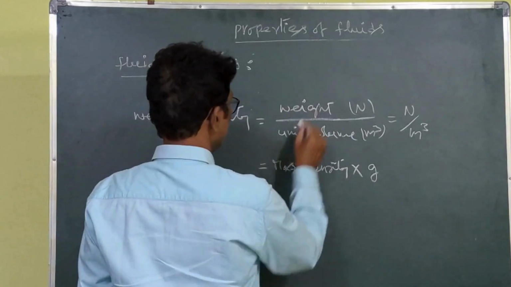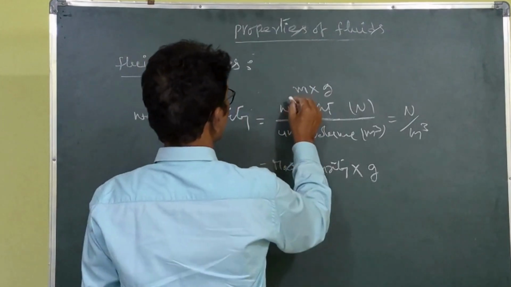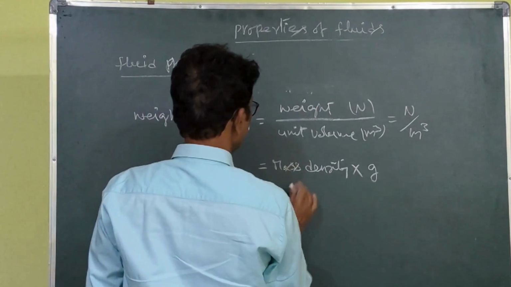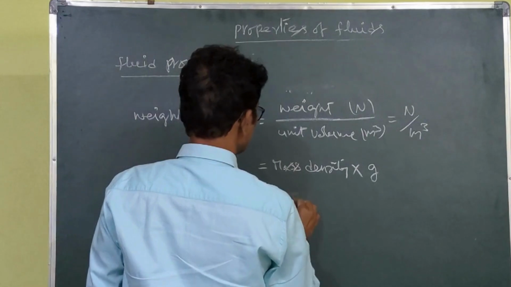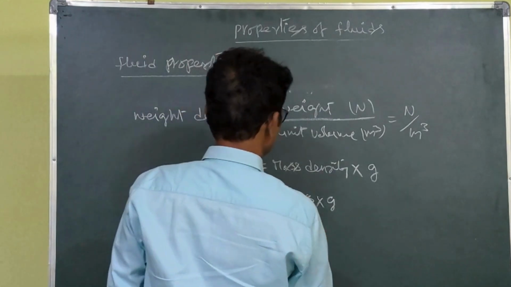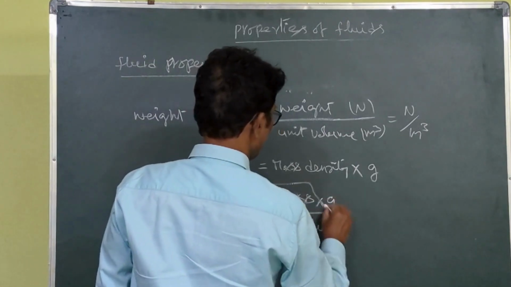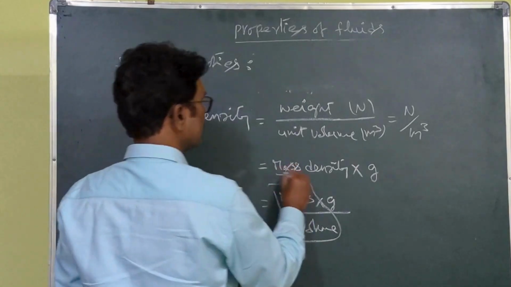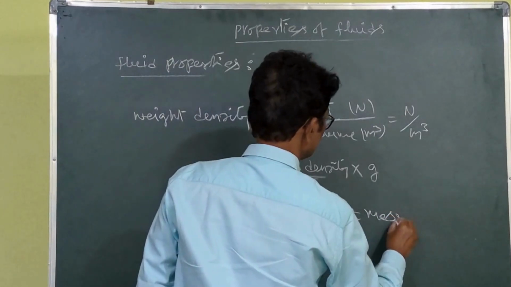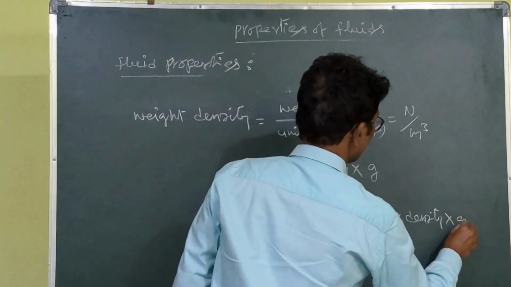So weight is equal to mass into acceleration due to gravity. So weight density is equal to mass into acceleration due to gravity, divided by volume. We know that mass by volume is equal to mass density, so that is equal to mass density into g, acceleration due to gravity.